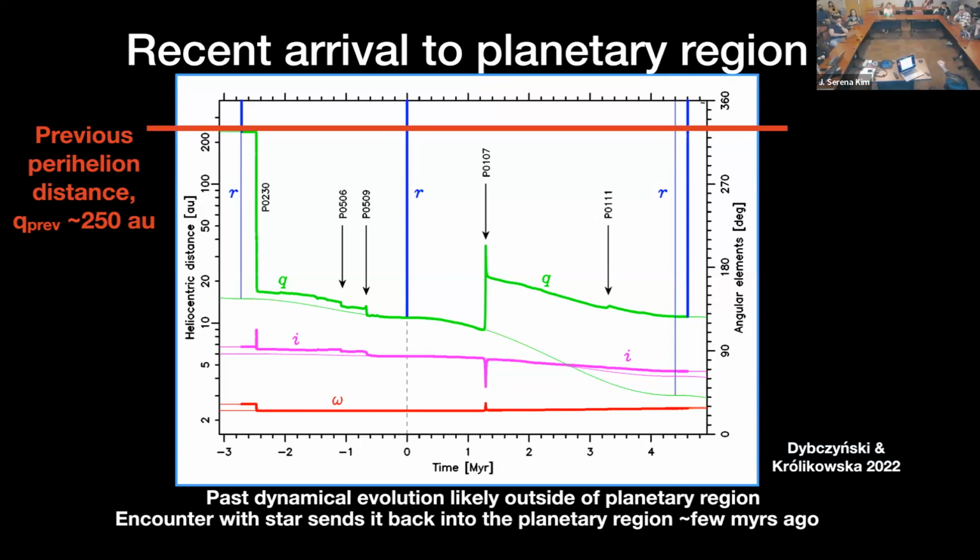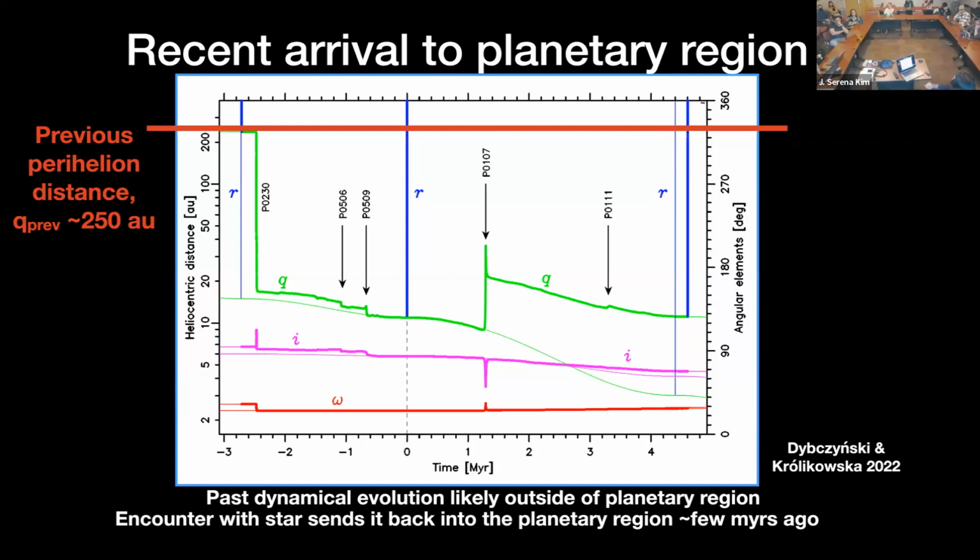We can actually backtrace its orbit outwards, and we can see that it had a close encounter with a star about 2.5 million years ago, before which it had a Q of 250 AU. So this gives us an approximate time scale of some tens to 100 million years for it to go from having a Q of 25 to 250 AU.